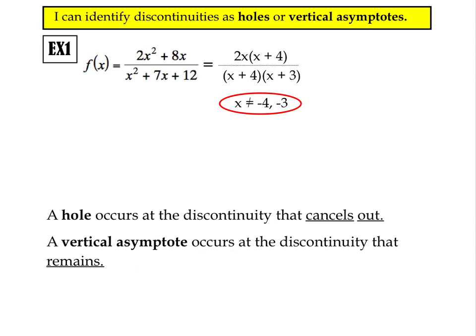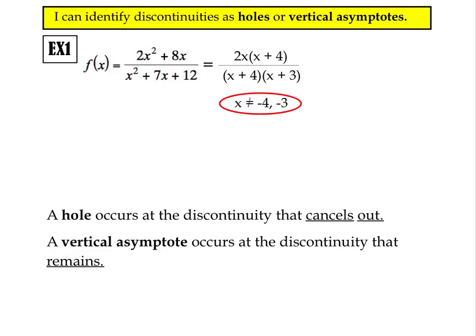So other discontinuities that can happen are I can have holes or vertical asymptotes. So hopefully in this previous example, you were able to factor the numerator to 2x times x plus 4 and factor the denominator to x plus 4, x plus 3, and recognize that before I ever cancel anything, x cannot be negative 4 and x cannot be negative 3. So those are my restricted values. So we know that there are two discontinuities where x is negative 4 and x is negative 3. So we're going to get these definitions. A hole is where the discontinuity cancels out, and a vertical asymptote occurs at the discontinuity that remains.